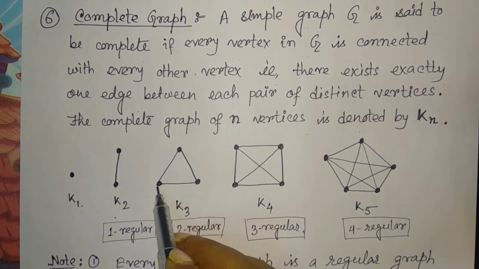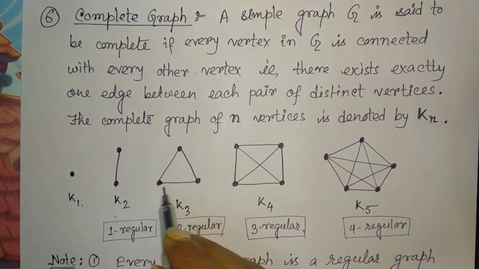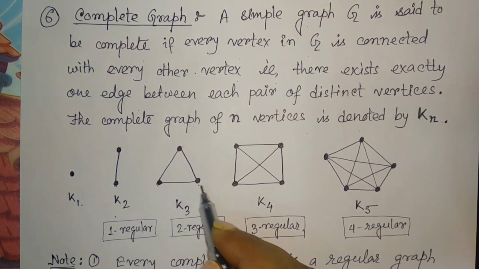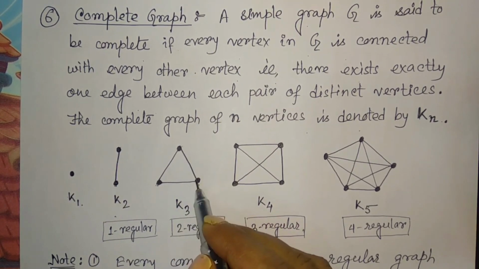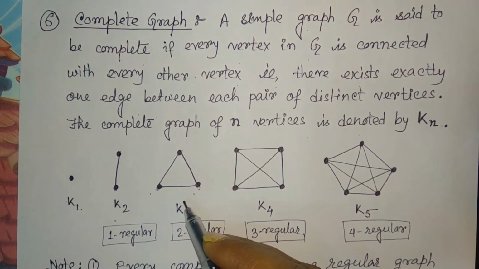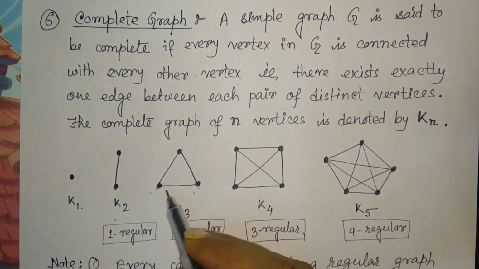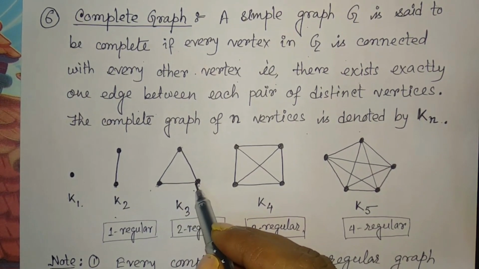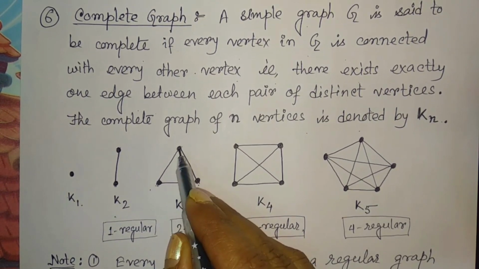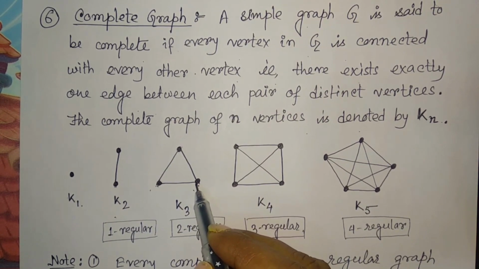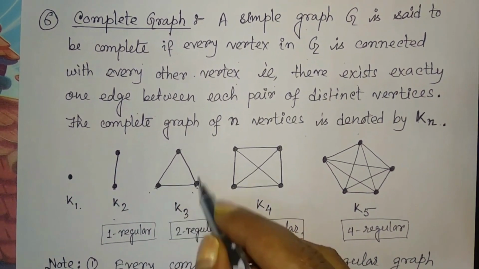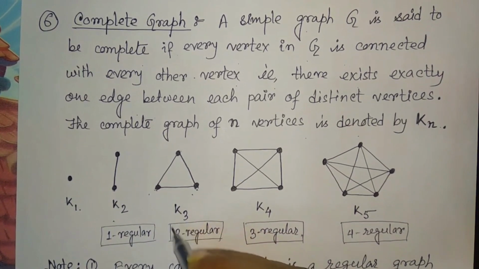If we have 3 vertices, then from the first vertex we can join both of the other 2 vertices. So we can draw 2 edges from this vertex. Now from this vertex also we can join these 2. From this vertex also we can join these 2. So now this is a complete graph because no more edges can be inserted here. If we add any one more edge, then it is no longer a simple graph, because it forms a parallel edge. So it will no more be a simple graph. Hence this one is a complete graph and this is denoted by K3.